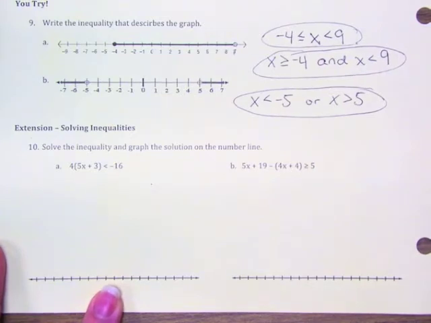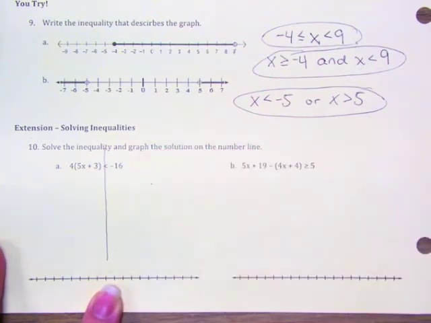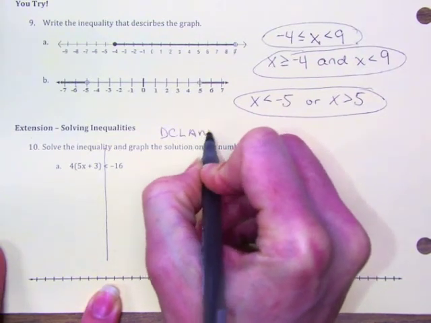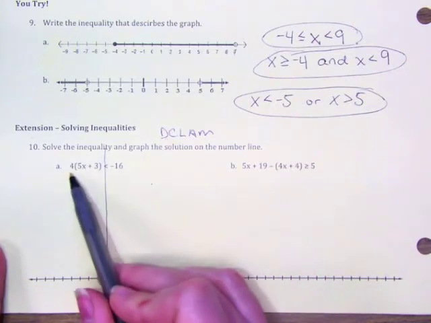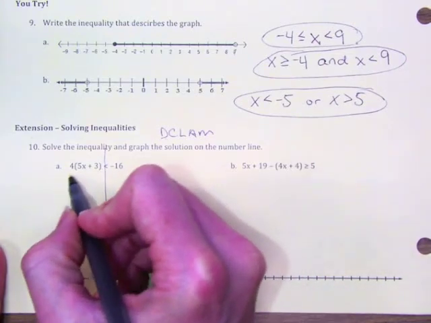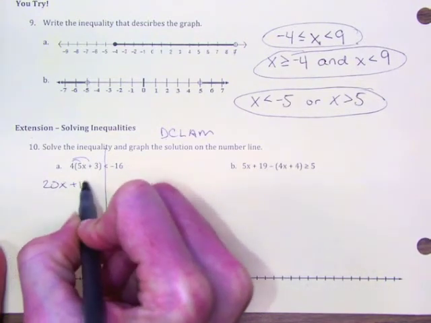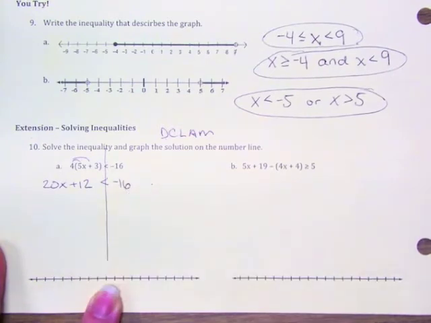Nothing is new. We're going to do it the same way we solved our equations before. We can draw our line to have both sides. We're going to go through the steps that we normally would. Remember our DECLAM. Okay, the first thing I would do is do any distribution. Well, we have distribution here. So I'm going to distribute 4 to each of those two terms and get 20x plus 12. Don't change your symbol, just keep it as it is, -16.